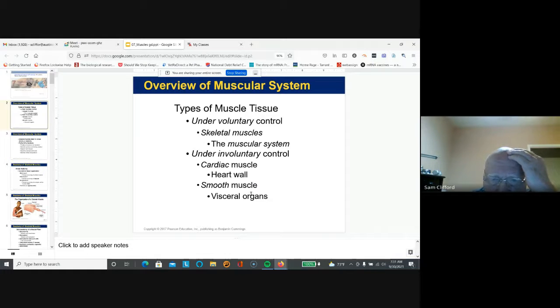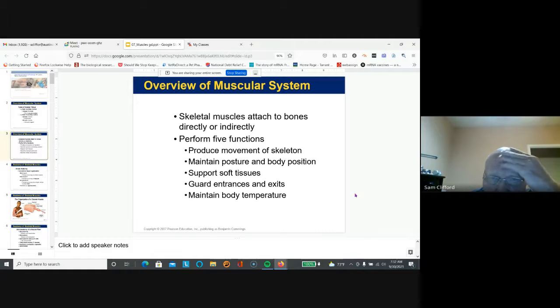And then smooth muscles are in visceral organs: bladder, lungs, blood vessels, digestive system. So what do skeletal muscles do when they attach to bones? Movement, posture, support soft tissues, guard entrances and exits like your anal sphincter, help maintain body temperature by shivering, guard entrances to your esophagus, and so on.